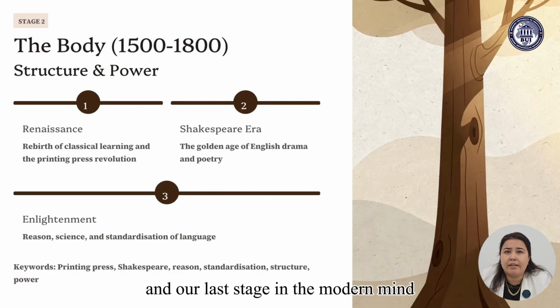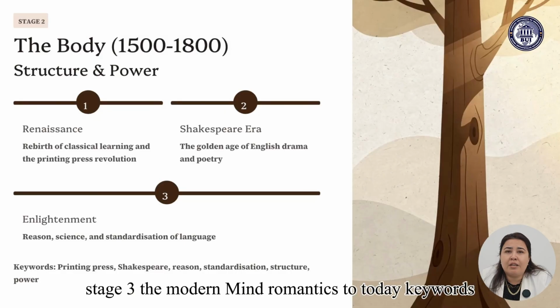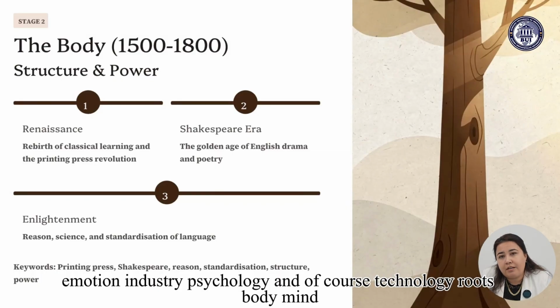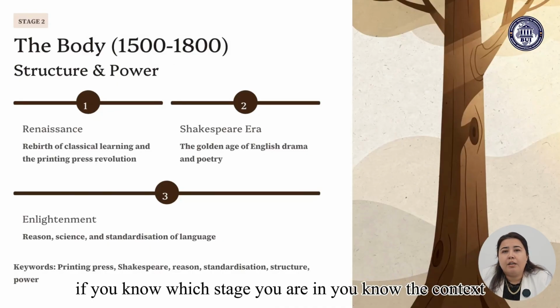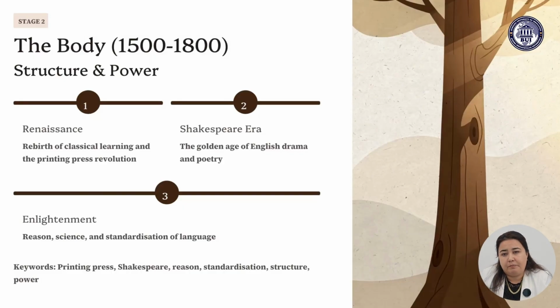And our last stage, the modern mind. Stage 3, the modern mind, Romantics to today. Keywords: emotion, industry, psychology, and of course, technology. Roots, body, mind, that's your roadmap for this course. If you know which stage you are in, you know the context.